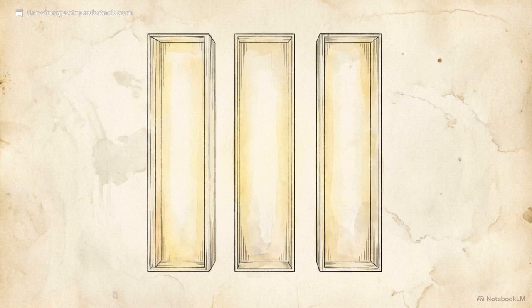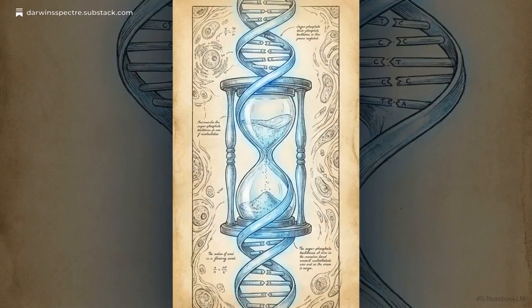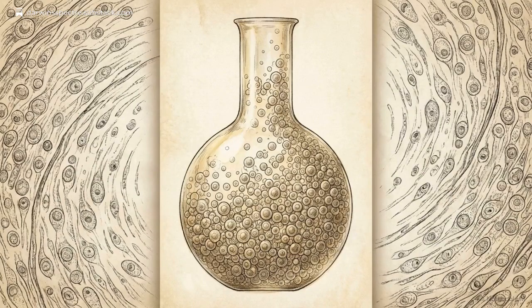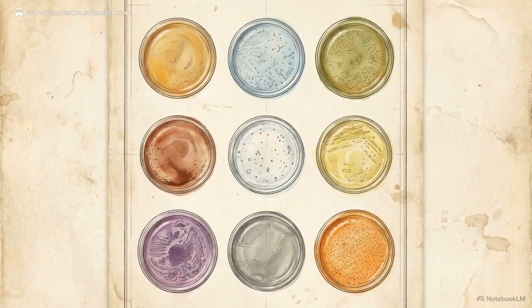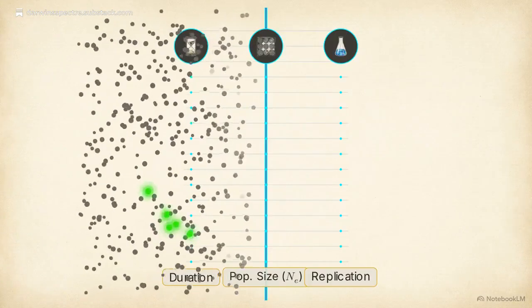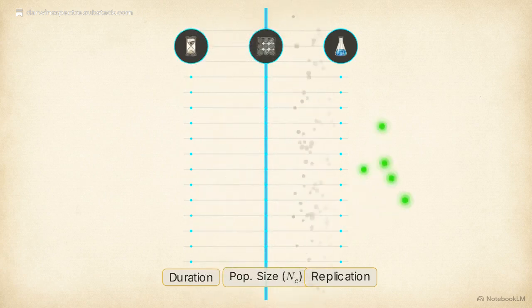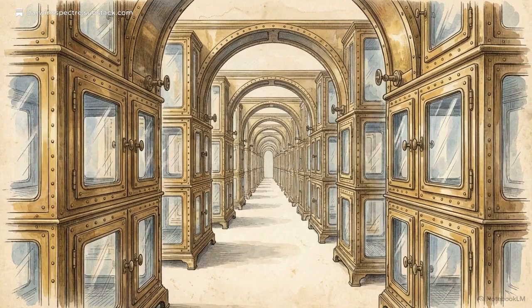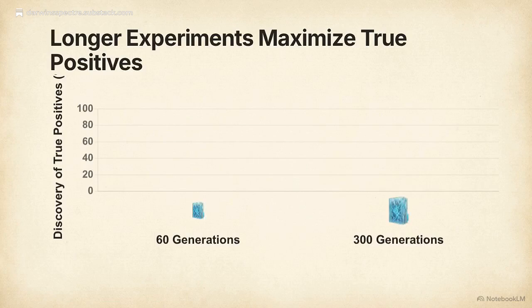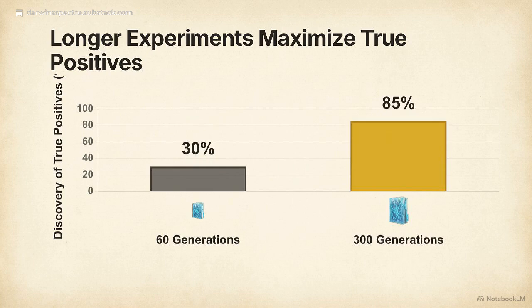Experimenters manipulate a three-column design matrix to achieve this ideal curve: duration measured in generations, the effective population size, and the number of biological replicates. Finding the causal loci is a direct function of how successfully we tune this matrix to strip away neutral background noise. We begin with the first tunable parameter: duration, measured strictly by the number of generations. Simulation data yields a clear directive. Extending an experiment from 60 to 300 generations significantly increases the discovery of true positives.